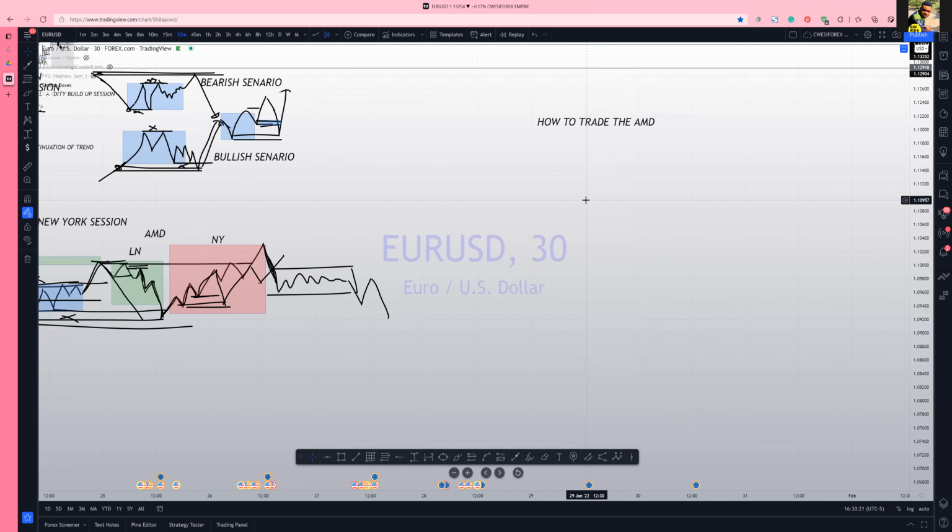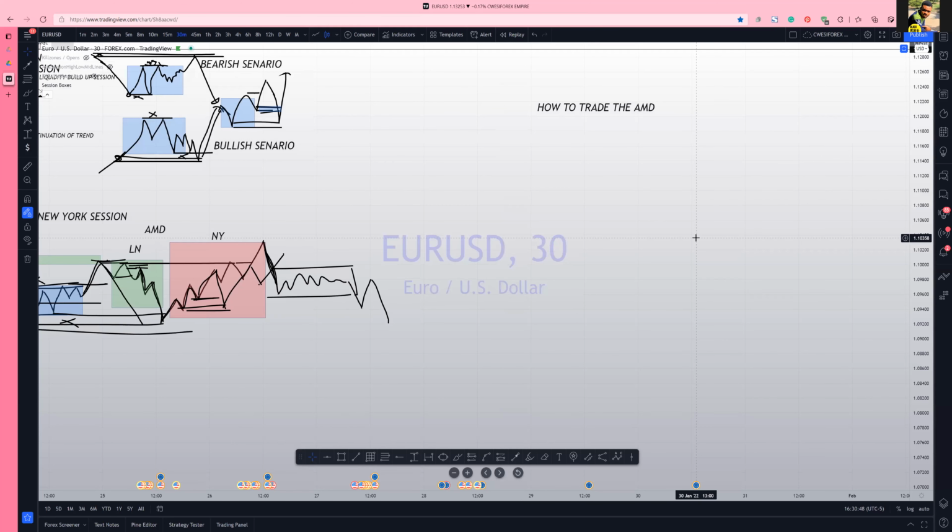Okay, and we'll move on to the manipulation session. The manipulation session, as we said, is for the London session. It usually occurs at the opening of the London session. Sometimes it can be the New York open. The manipulation consists of taking the price to the opposite side of the true direction of the rest of the day.